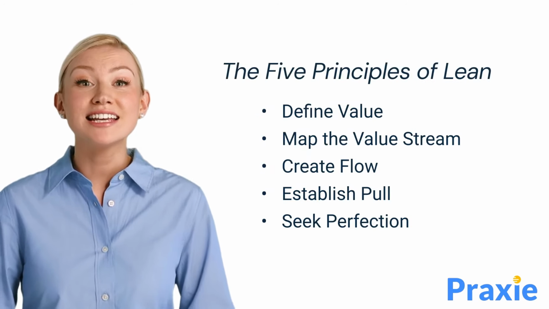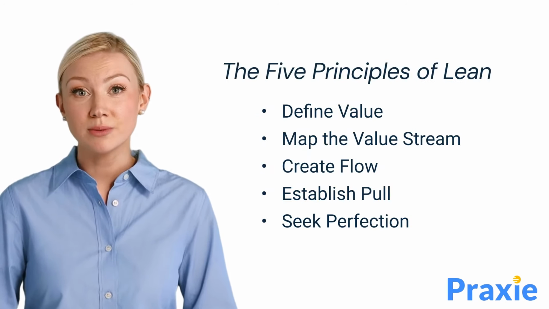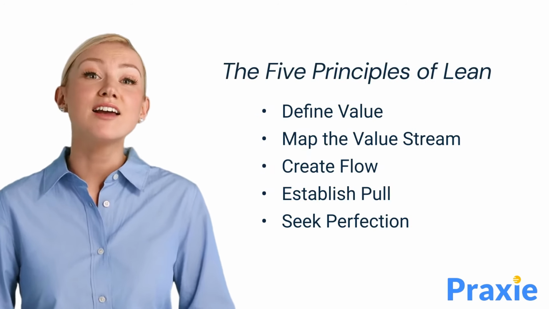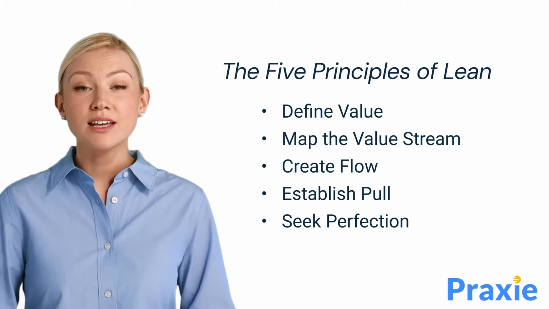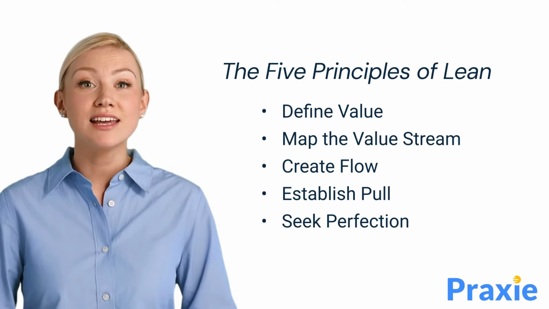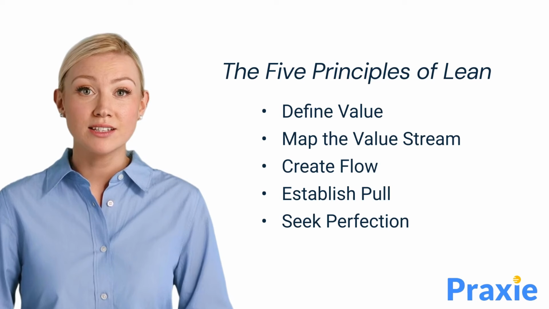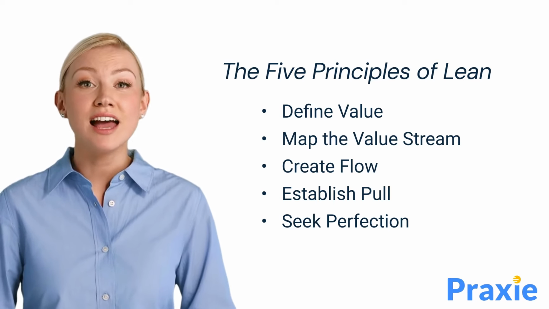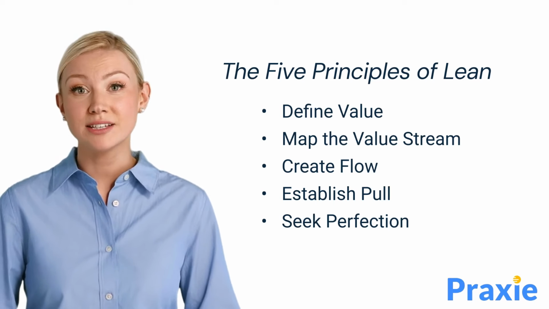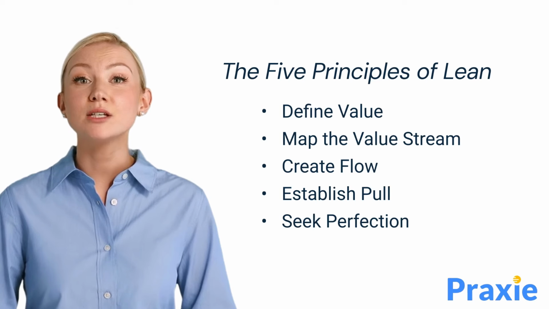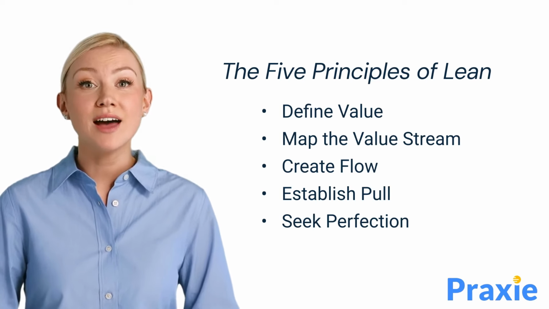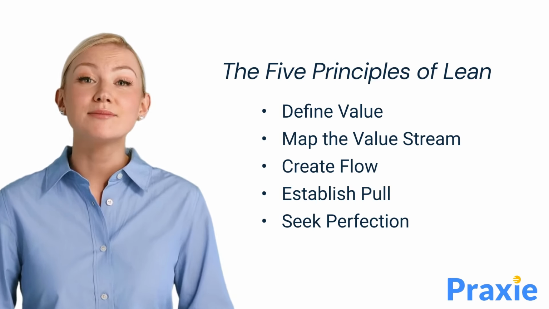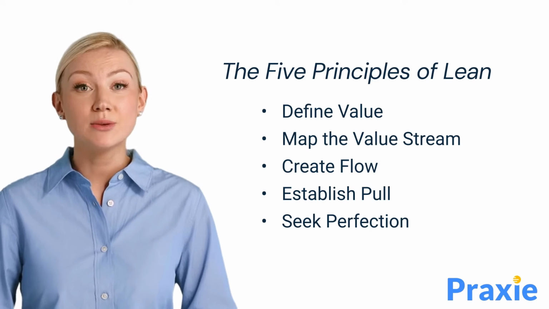The foundation of lean leadership lies in its 5 core principles. First, we define value from the customer's perspective. Then, we map the value stream to identify all the steps in the process. Creating flow involves ensuring that work moves smoothly through the system. Establishing pull means producing only what is needed when it is needed. Finally, seeking perfection involves continuous improvement.